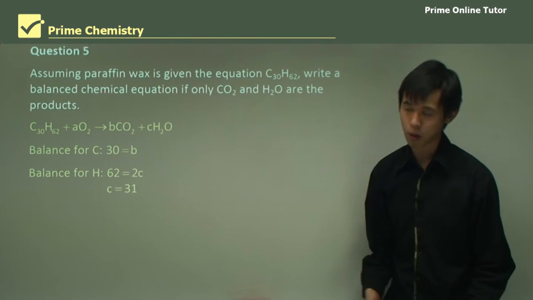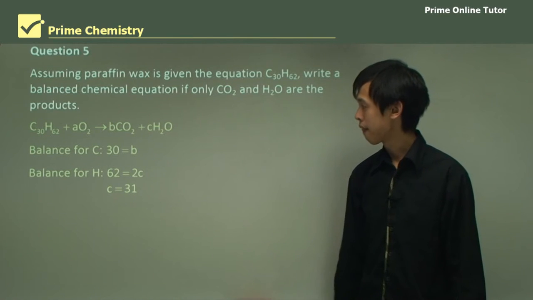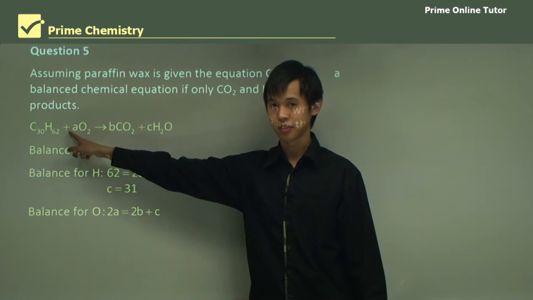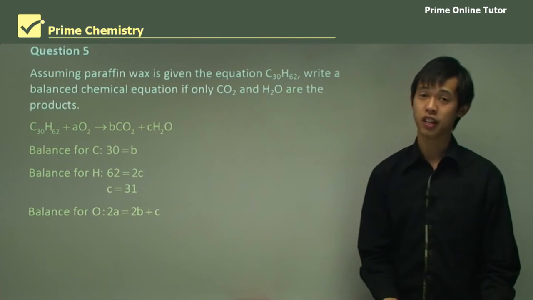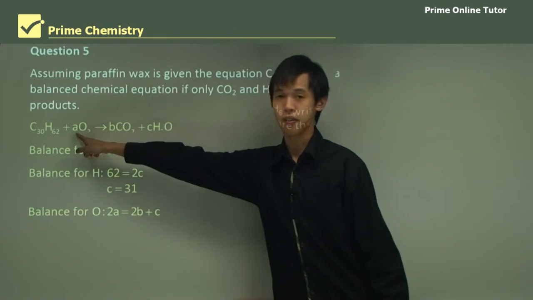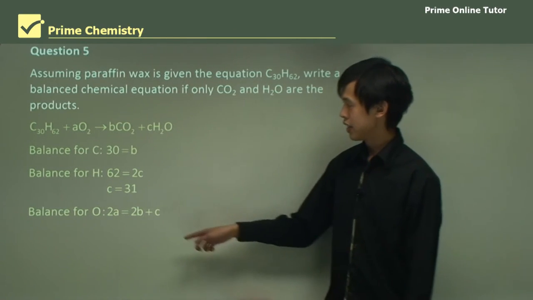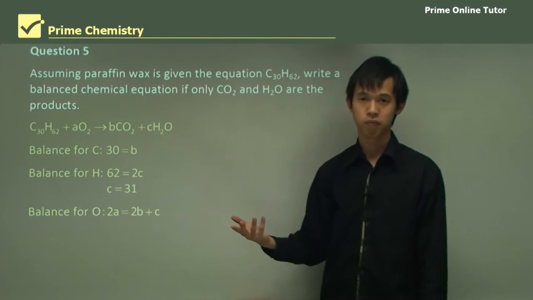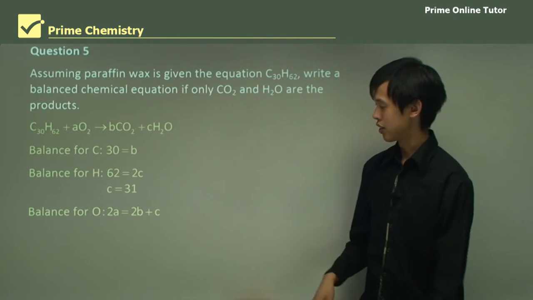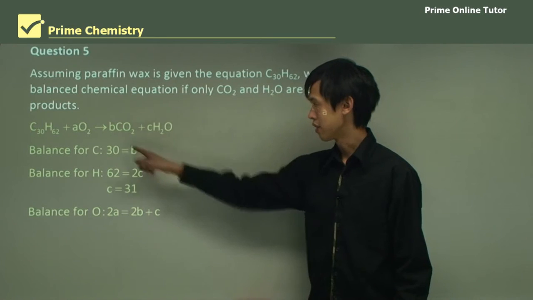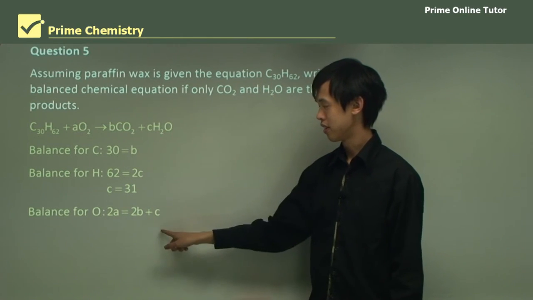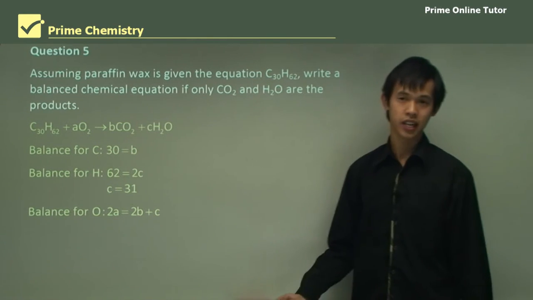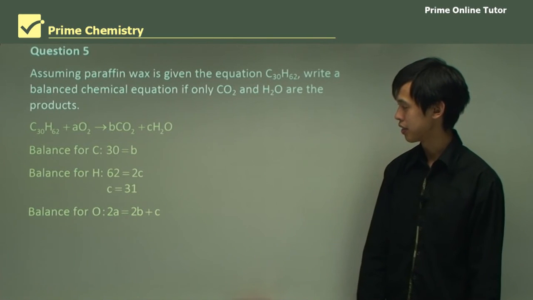Now we have oxygen left to balance for. Okay? Oxygen's the most complicated one because it appears twice. Now, 2 times A, okay, that's how many oxygens are on the left-hand side. 2 times A, or A times 2, okay? Now on the right-hand side, you've got 2 times B, okay? And you've got C times 1, okay? So there's a 1 here, C times 1. So they both have to equal each other. So 2B plus C has to equal 2A, right? And we already know what B and C are. We worked it out in the previous parts of the question.